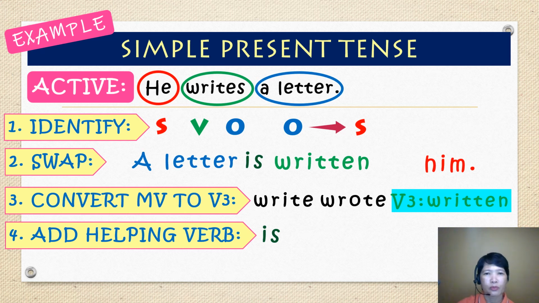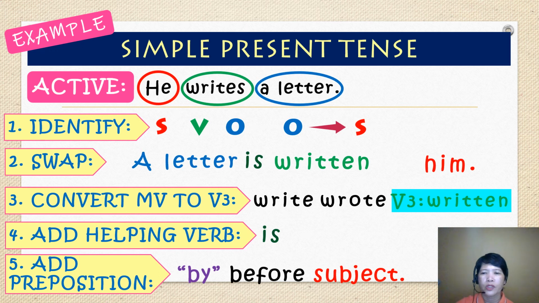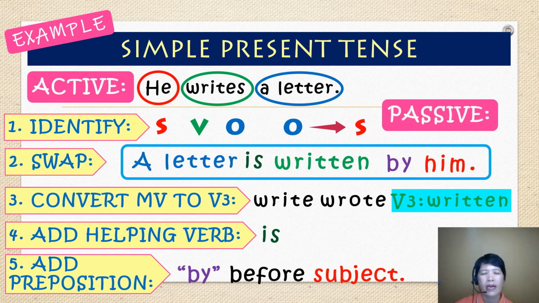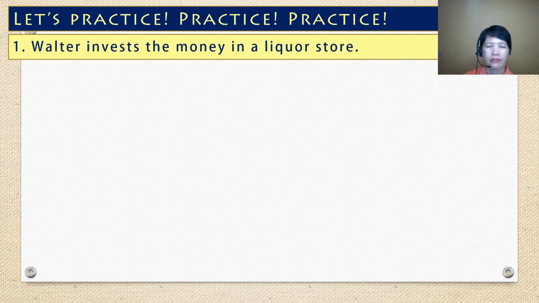So it's time to move on to the fifth and final step, which is to add the preposition by before the subject. So there you have it. Our passive voice is a letter is written by him. For the following tenses, please refer to the table. Now let's practice. You can pause this video if you need more time doing the transformation.